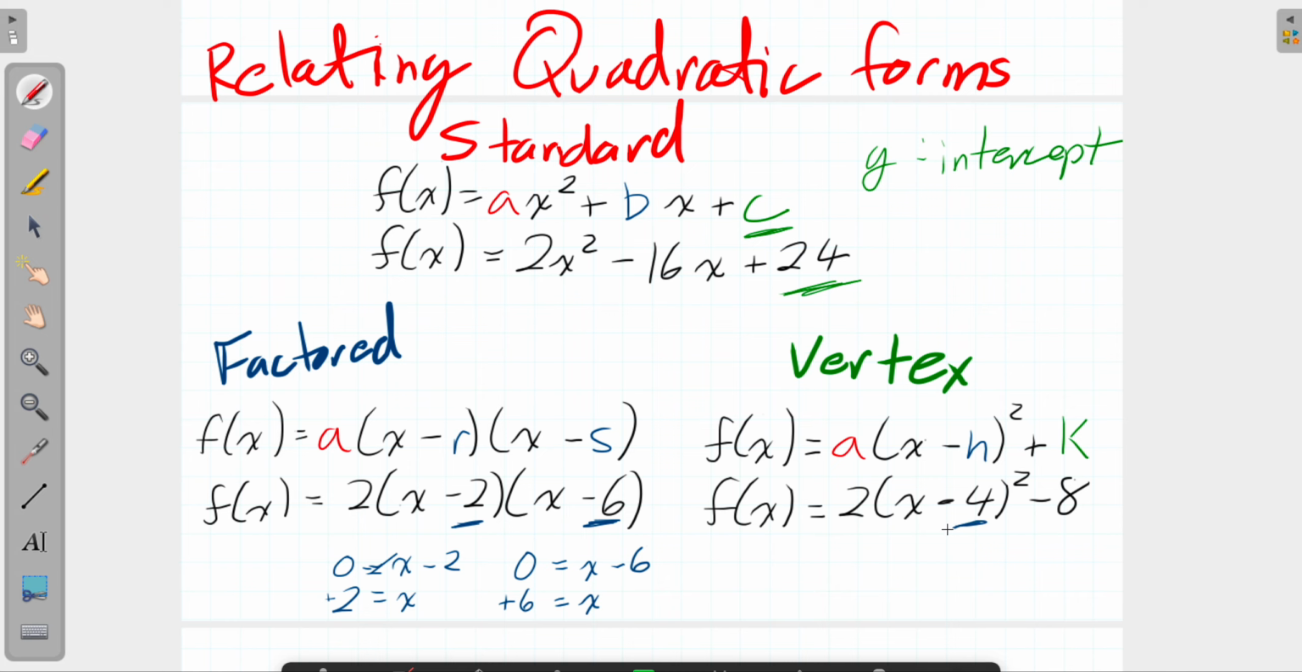The h value is the x value of the vertex. So if we were to write it as a coordinate, okay, because there are 2 coordinates to the vertex. So this would be the h value. And the k value is the y value of the vertex. So in this value, we do h, k.